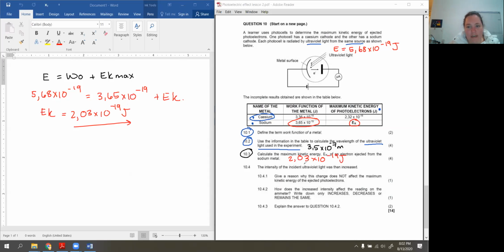Some people may have taken a little bit longer because they'd have gone all the way to do E equals hc over lambda to plug this value back in, to eventually figure out that they'd actually already worked out the energy, but that's not necessarily going to give you additional marks.